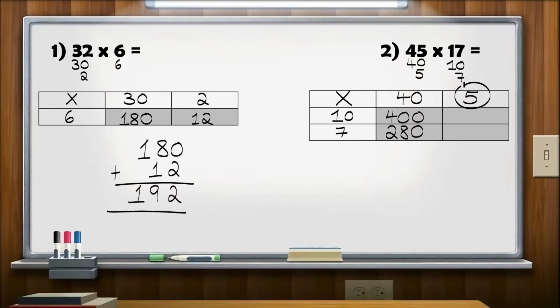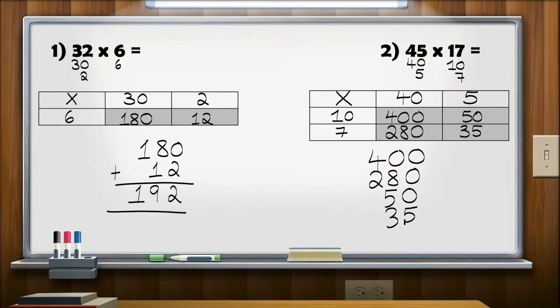Next, I'm going to multiply the 5 times the 10, which gives me 50. And then the 5 times the 7, which gives me 35. Once I have got my answers, I will put them together to get my overall answer. And as you can see, I am putting my numbers in order of size, which will allow me to add them up together. And in this instance, it will stop me from making any careless mistakes.